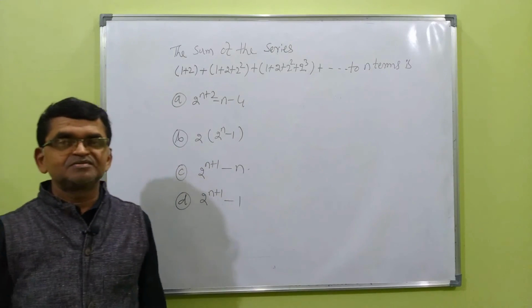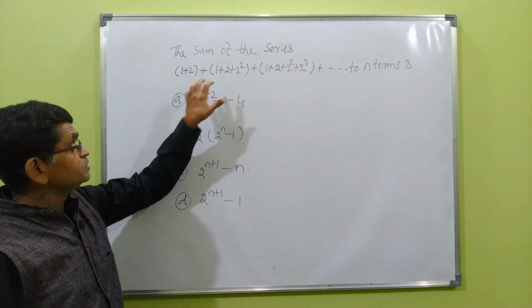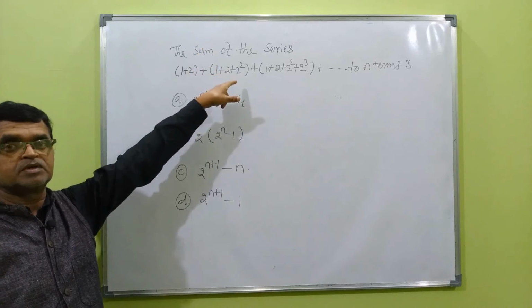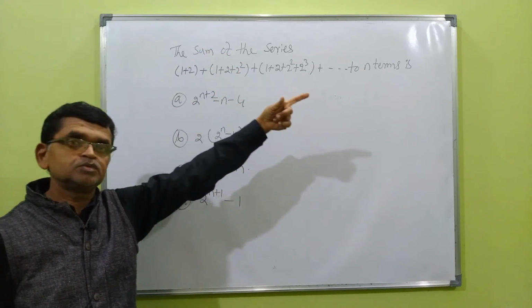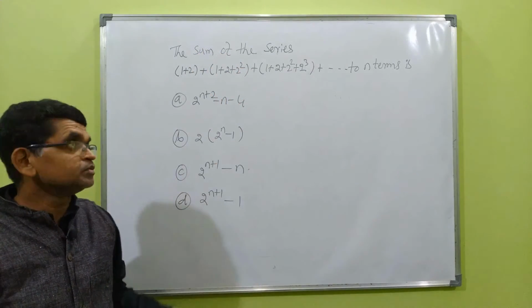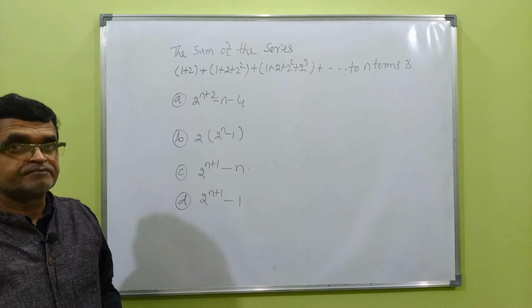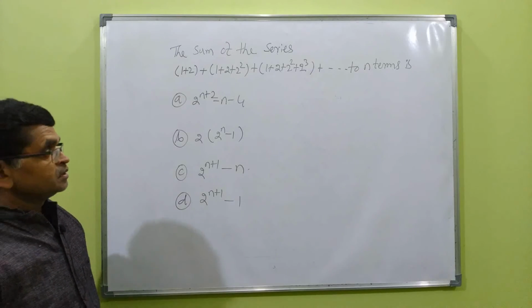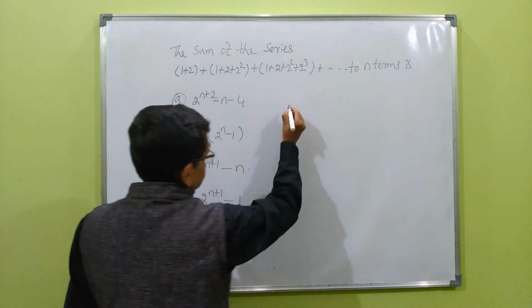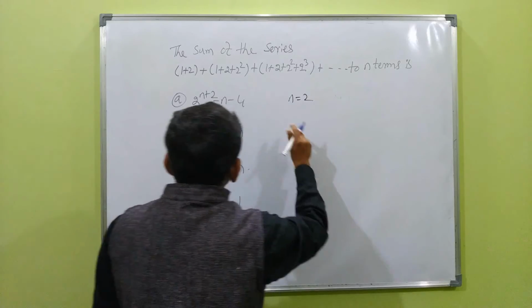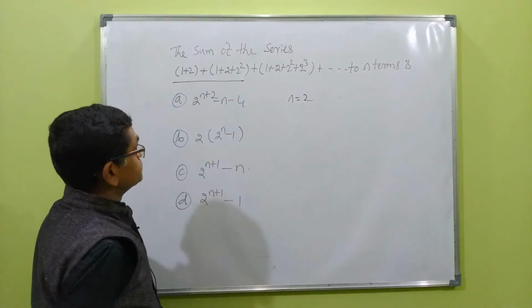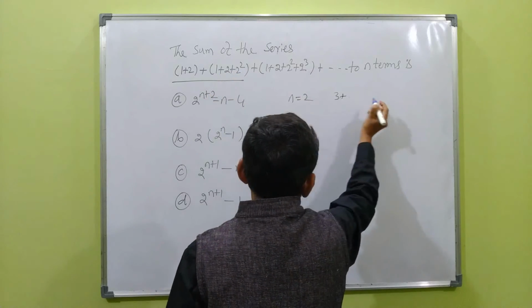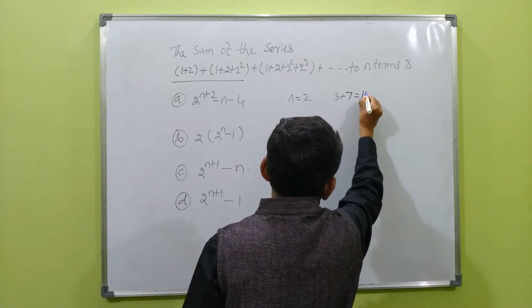This is a question on progression. The sum of the series 1 plus 2, plus 1 plus 2 plus 2 square, plus 1 plus 2 plus 2 square plus 2 cube, and so on up to n terms is, among the 4 options. Let us take 2 terms. At n is equal to 2, what happens? The sum of these two, that is 3 plus 7, is equal to 10.